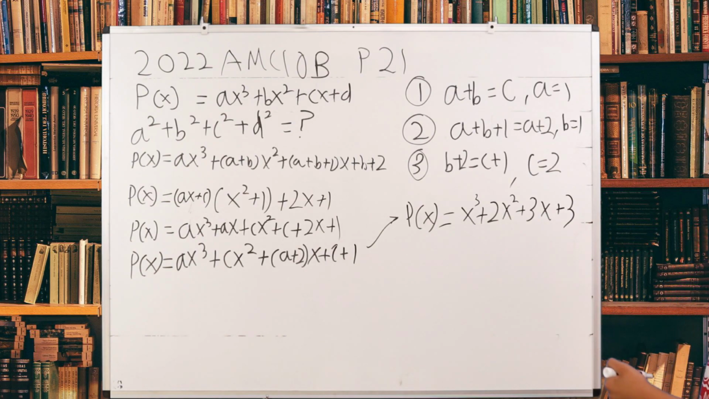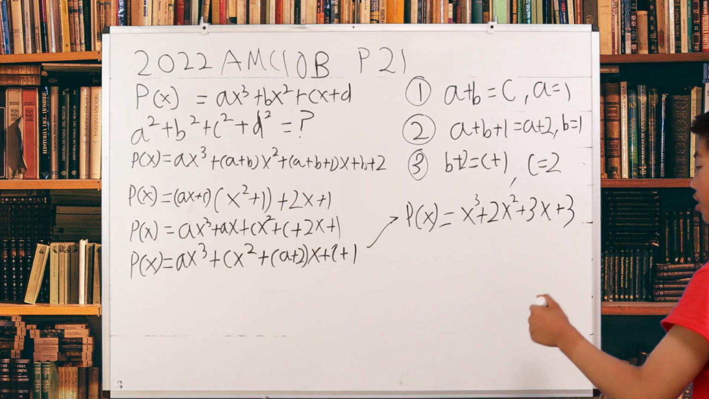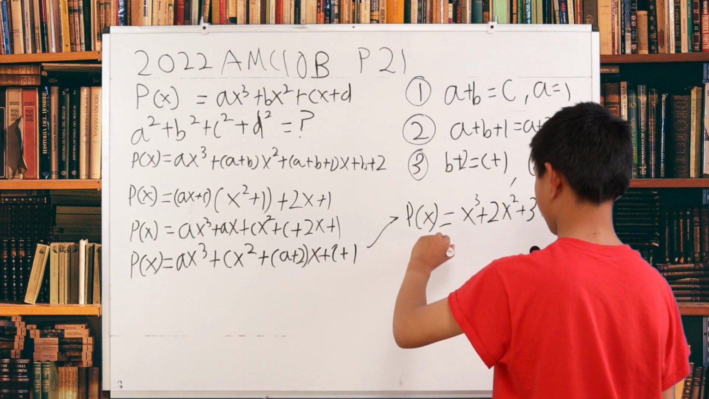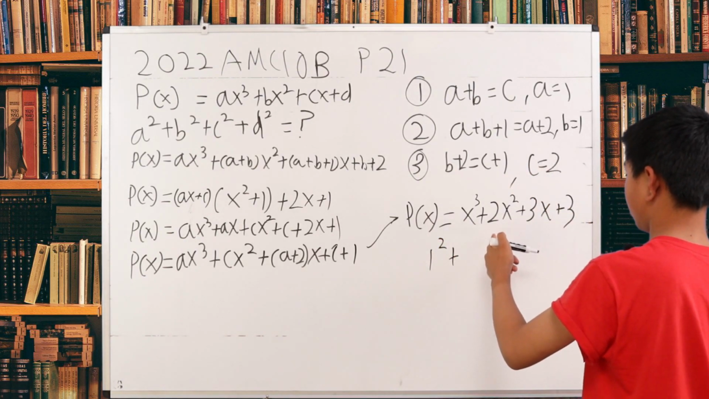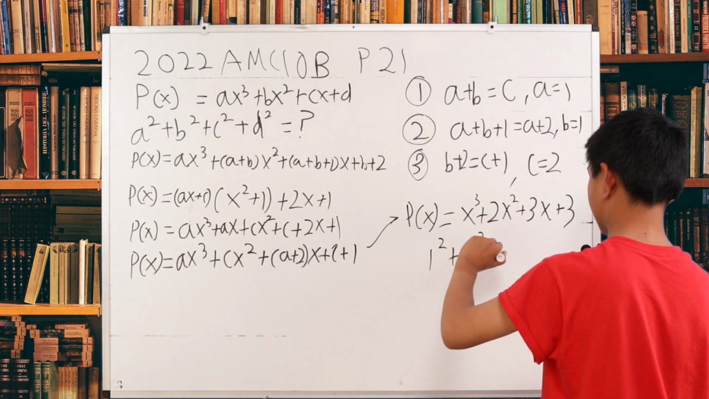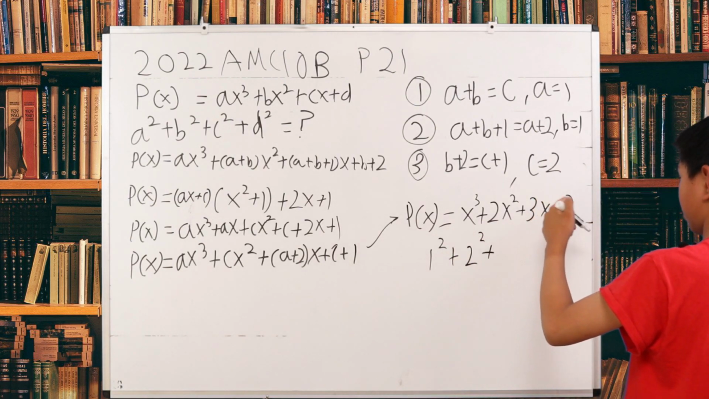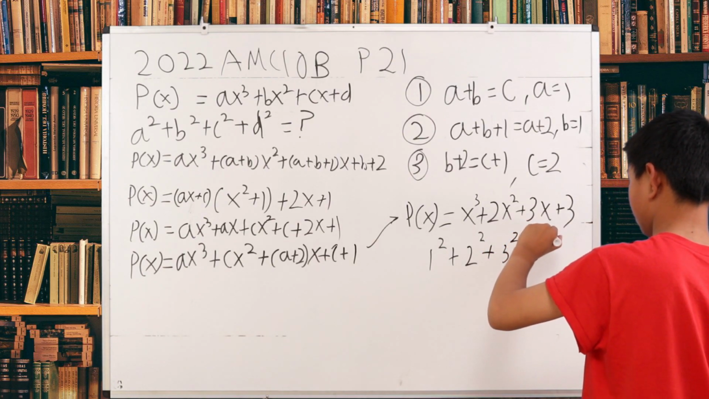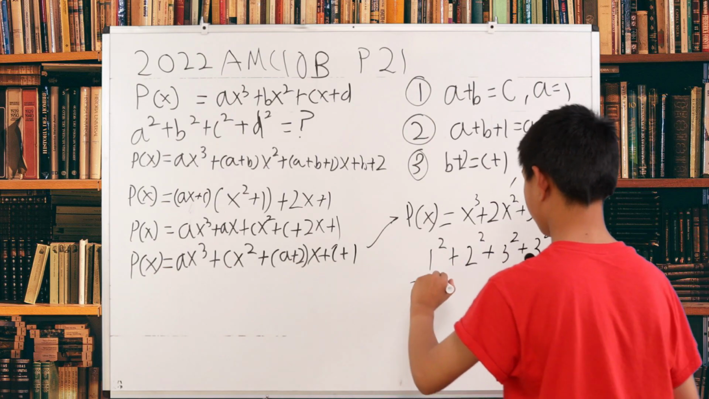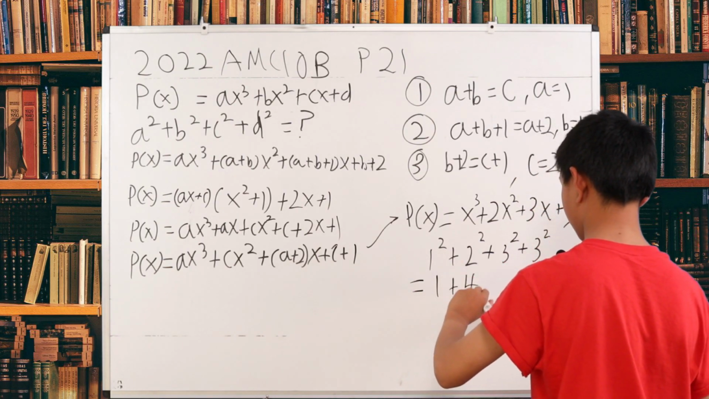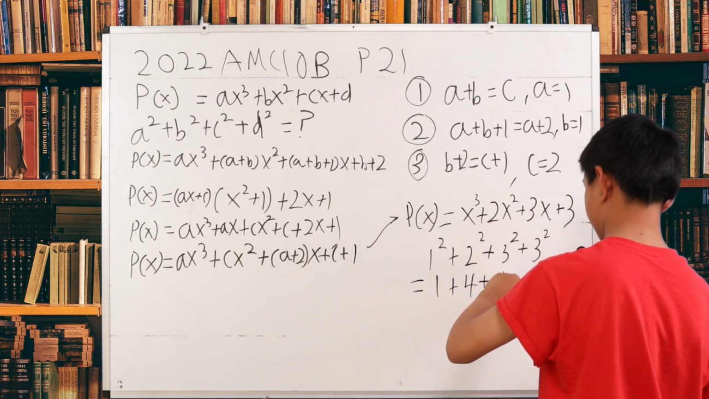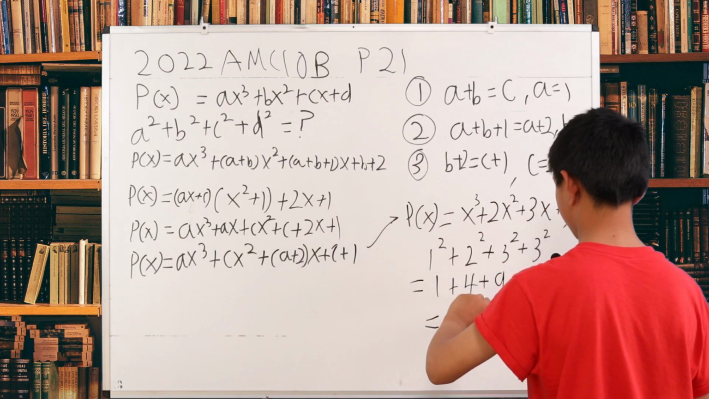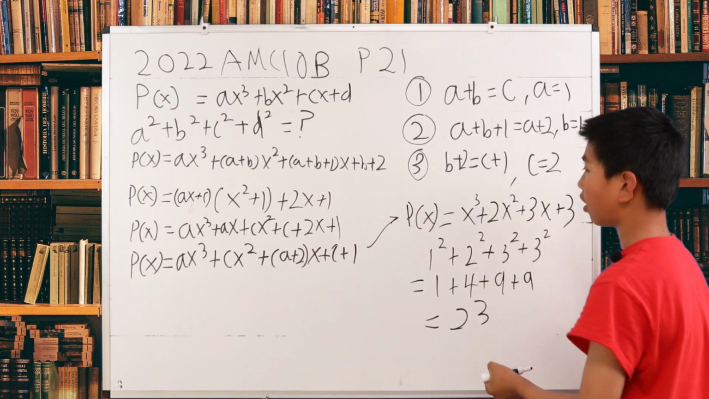Now we can just grab the coefficients and square them. The first one is 1 squared, plus the second one, 2 squared, plus 3 squared and 3 squared, since they're the last two coefficients. This is equal to 1 plus 4 plus 9 plus 9, which is equal to 23. And that is our answer.